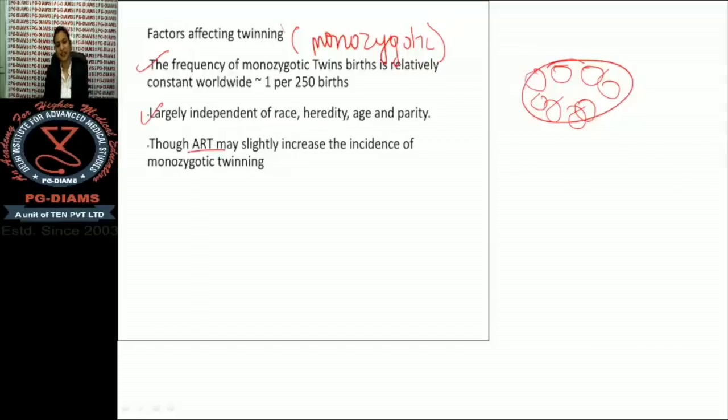In ART, there is slight increase in risk of monozygotic twinning as well. What happens is, you are manipulating the embryos in lab. You are picking these embryos and you are implanting into the mother. There might be an injury to these embryos which may lead to division of these embryos inside the uterus, and this may result in twinning. That's why ART also does increase the risk of monozygotic twinning, but it is proved that the risk of dizygotic twinning definitely increases. So if it increases the risk of twinning, it mainly increases the risk of dizygotic twinning more than monozygotic twinning.